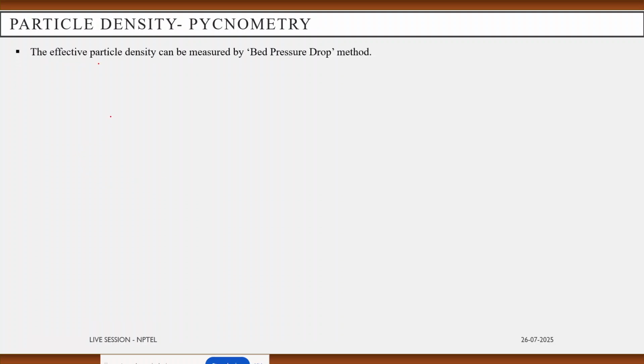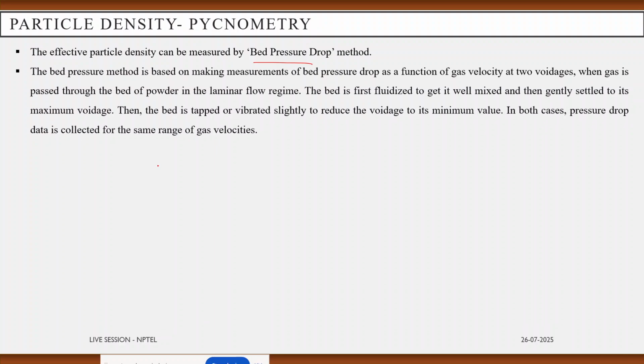For calculating the effective particle density, we use the bed pressure drop method. So what is that? The bed pressure drop method is based on making measurements of the pressure drop as a function of the gas velocity u at two voidage conditions. One is the minimum and the other is the maximum voidage condition.